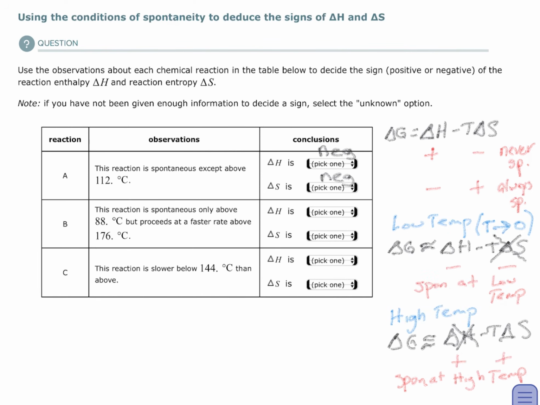So the first one says that it's spontaneous except above 112. That means all the low temperatures are spontaneous. So if it's spontaneous at low temperatures, I look down at number 3, negative, negative, and I put negative, negative. B is spontaneous above 88. Since it's above 88, it must be at high temperatures. And if it's high temperatures, it's positive, positive. And just like I said before, because they didn't give me anything about spontaneity, I haven't the slightest idea about letter C.